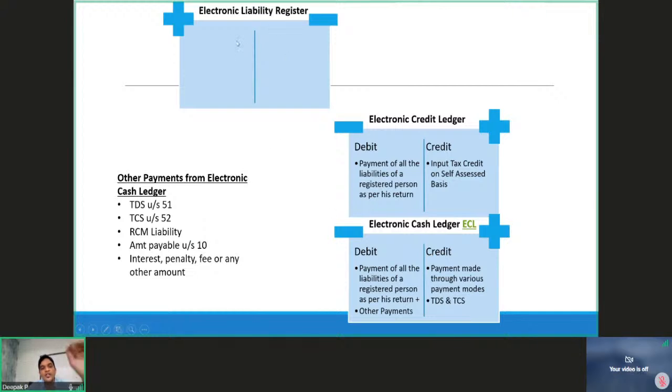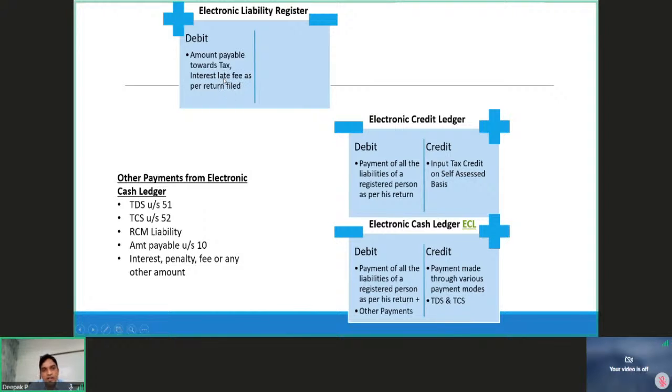What is the electronic liability register? This is a liability register. So first you will have the liability side addition. What will be debited? Whatever is the amount payable in your monthly returns, interest, late fee as per the return filed, any other liabilities will get debited here.